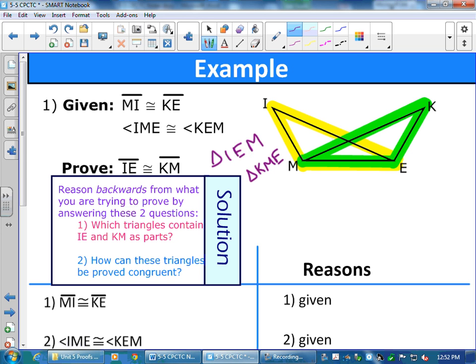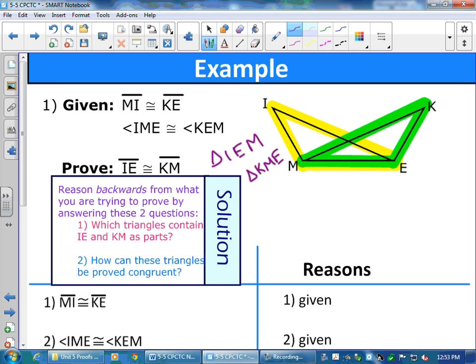So those are the two triangles that we are going to want to try to prove congruent before we can do our final step, which is our proof. Okay? Question 2 says, how can these triangles be proved congruent? So now we know we need to prove triangle IEM and triangle KME. We need to prove them congruent to each other, and we need to use the givens that we have.